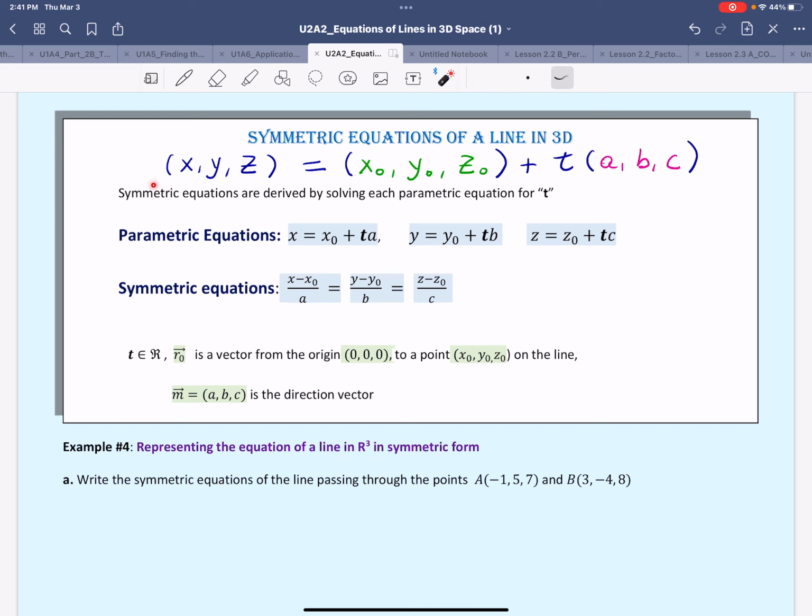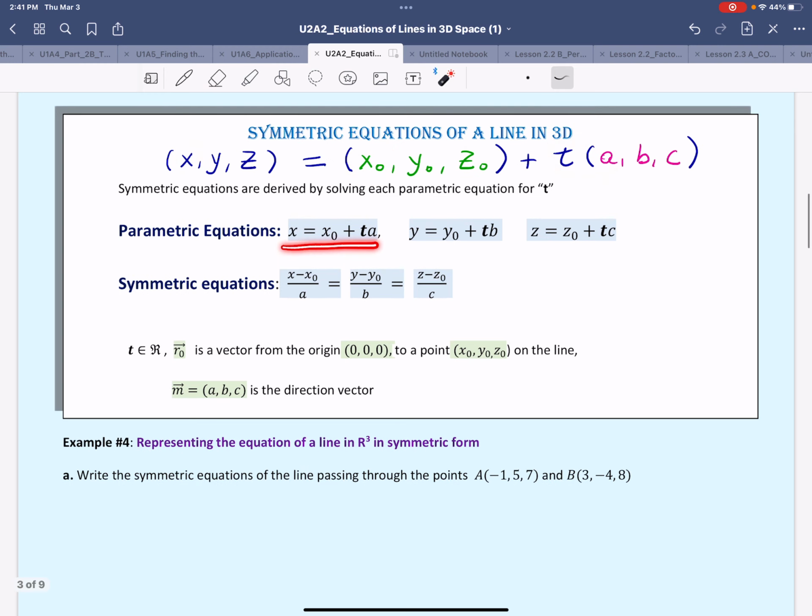Based on the vector equation, we created parametric equations, which are nothing but special equations for each coordinate. So we said x equals x0 plus ta. That's a parametric equation for x. And in the same way, y equals y0 plus tb. And then z equals z0 plus tc. So the parametric equation for z.